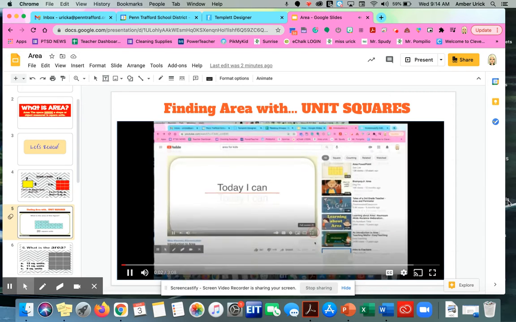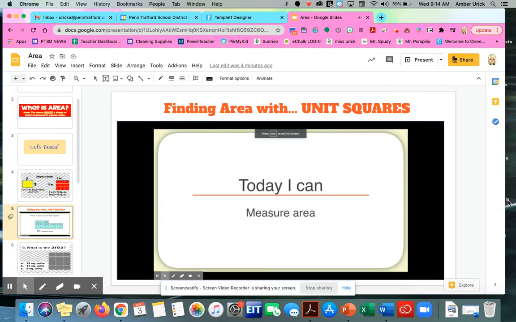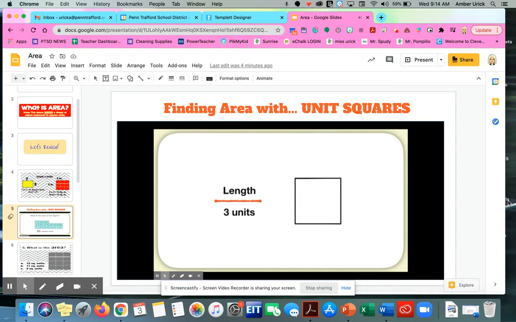Today we are learning how to measure area. When I measure something, like this piece of string, I might measure its length. I could measure that it has a length of 3 units. But what about something like this square? Well, when I'm measuring the size of something like a square, I do it by using area. How do I do that?